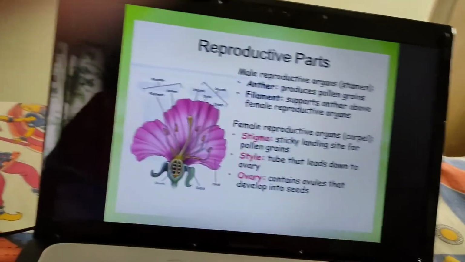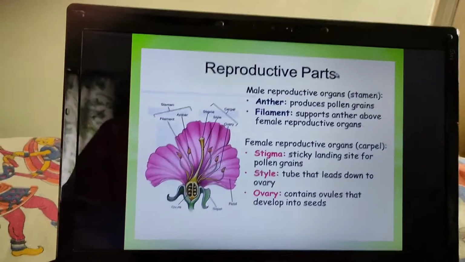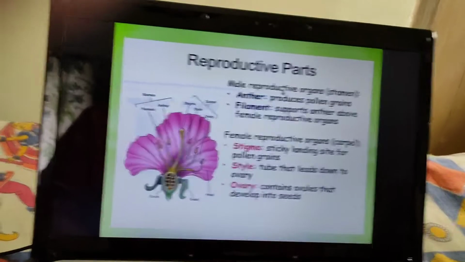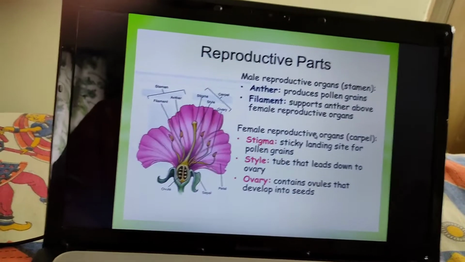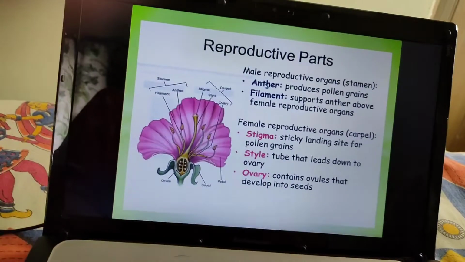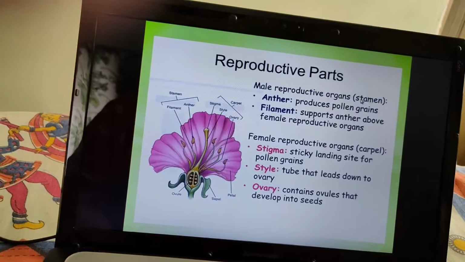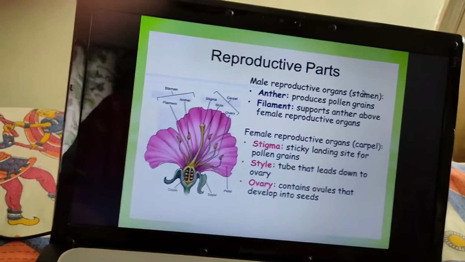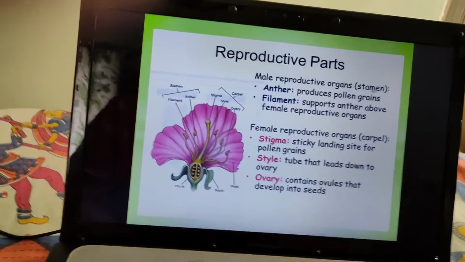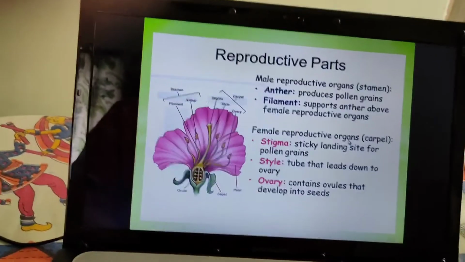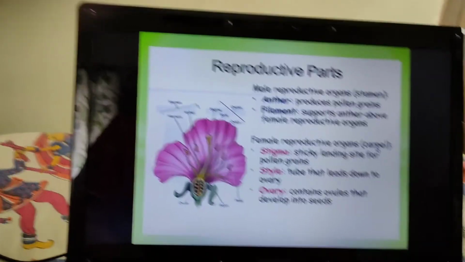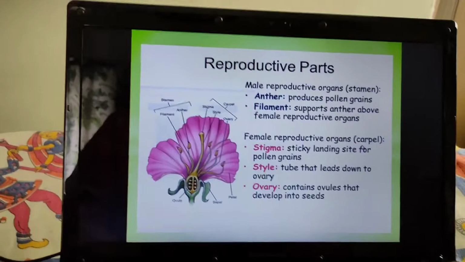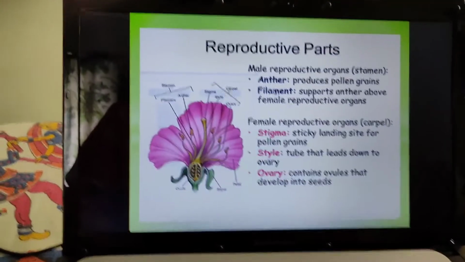Next, we know about the reproductive parts of the flower. What are the reproductive parts? One is the male reproductive part, another is the female reproductive part. The male reproductive part is known as the androecium, and the unit of the androecium is known as the stamen. The female reproductive part is known as the gynoecium, and the unit of the gynoecium is known as the carpel.